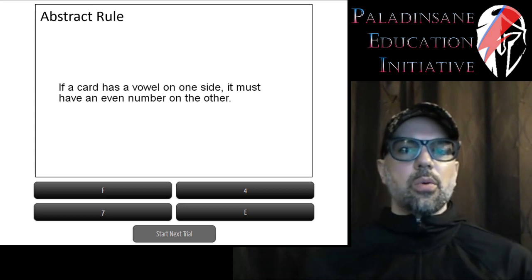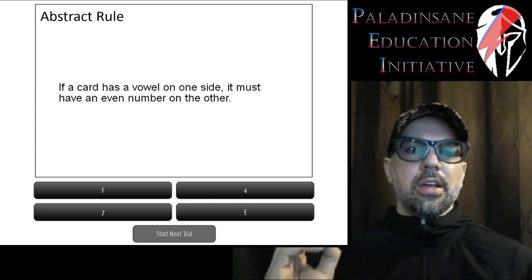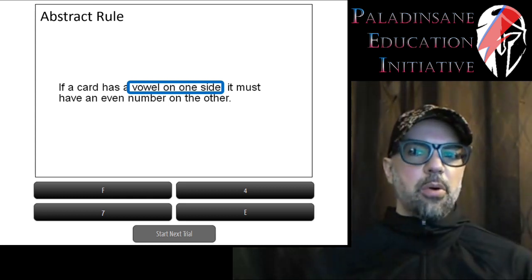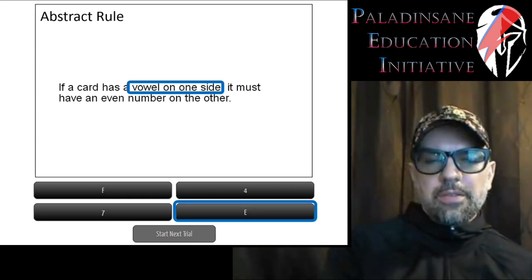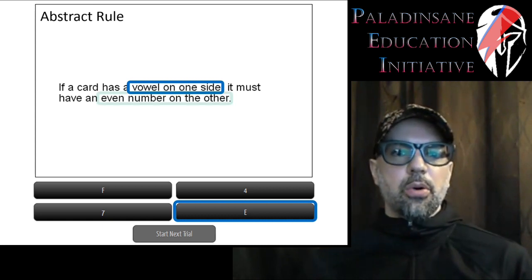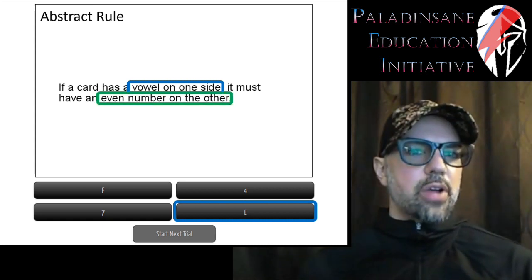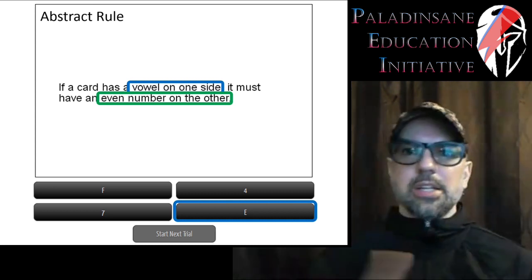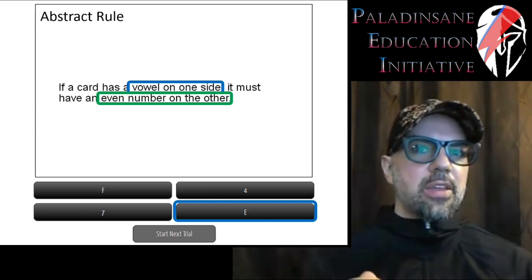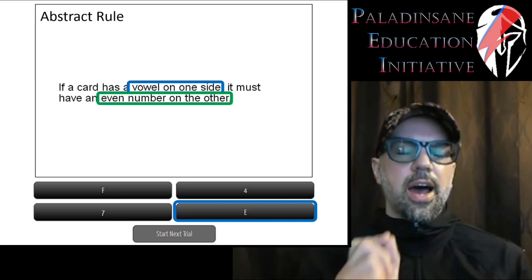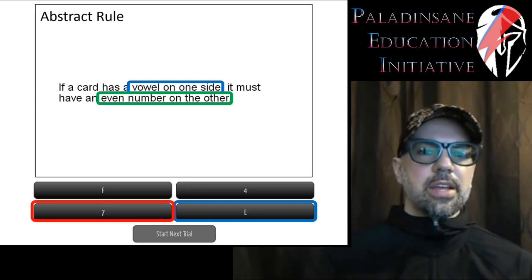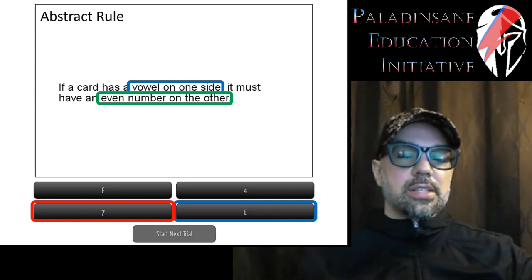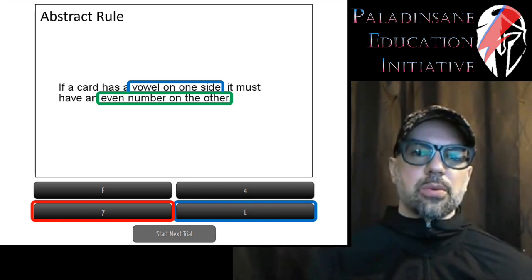So if a card has a vowel on one side, it must have an even number on the other. Vowel on one side, that's the P portion. So we're going to want to flip over E. Even number on the other side, that is the Q portion. So we don't want to fall for the trap of flipping over that 4. We don't want to affirm the consequent because that's an invalid argument. We want to deny the consequent. We want to flip over the not even number, the odd number 7, and see what's on the other side, making sure that it's not a vowel. So those are the abstract rules.